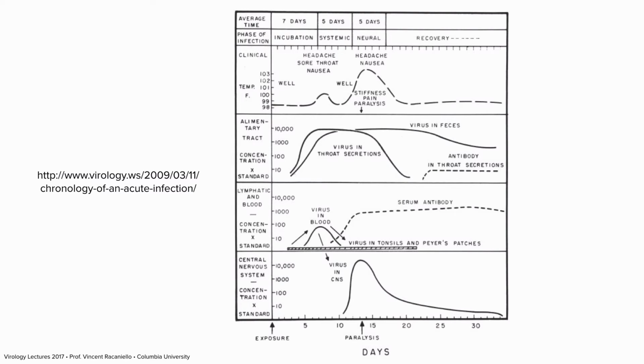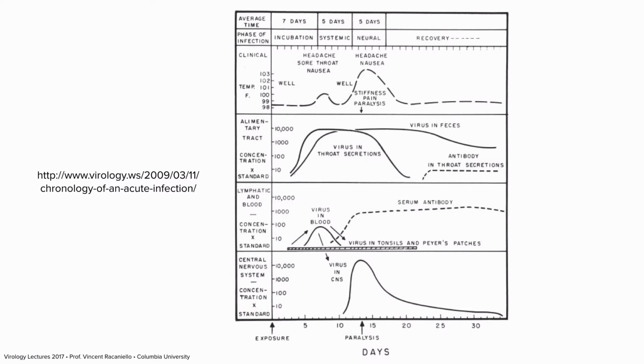So at the top, for example, we have the temperature. So you can see there's about a 7-day incubation period, and then a spike in temperature here associated with headache, sore throat, nausea, flu-like symptoms, if you will. These people get better, and that's the end of their infection. However, they do shed virus in the feces. You can find virus in the throat in these individuals. You can find virus in their blood. You can see on the third panel here. It peaks and goes down, and these individuals have antibodies.